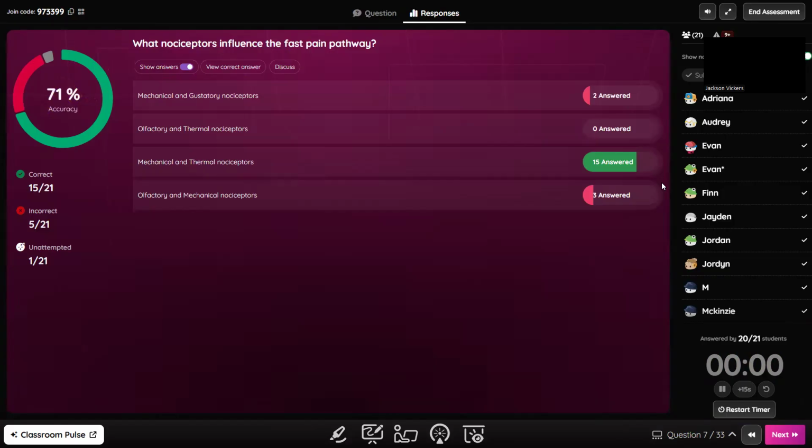Okay, nice. So does anyone want to tell us what the answer is to that? Anyone who got it right want to share with the class? Okay, it's mechanical and thermal nociceptors. So the fast pain pathways, like the sharp tinge you feel when maybe you put your arm on something, or if you feel a burn, that's mechanical and thermal nociceptors. Olfactory and gustatory are your sense of smell and taste. Any questions? Nice.